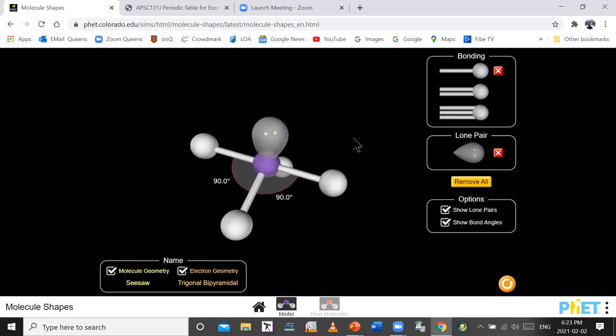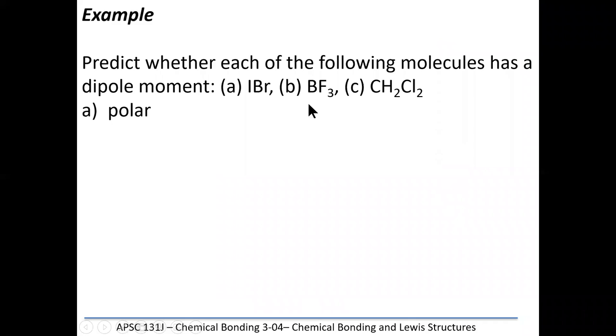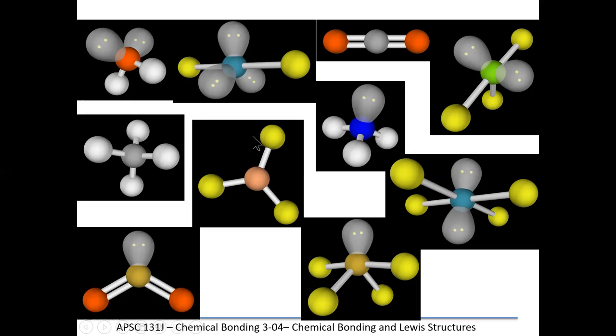Okay. So, here's your homework. What I'd like you to do is predict, for each of the following molecules, if it has a dipole moment or not. And then answer these questions here. You can tell me if it's polar or not. And I'll take that up at the start of the next lesson.